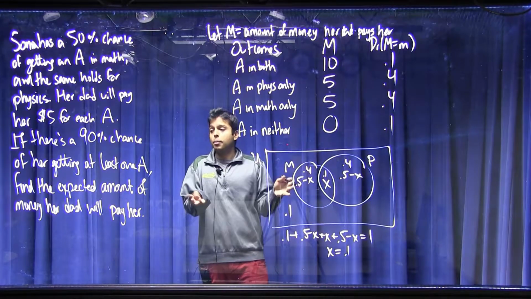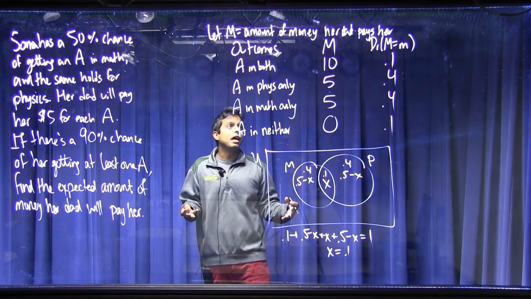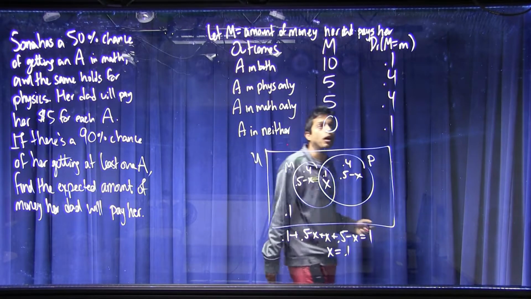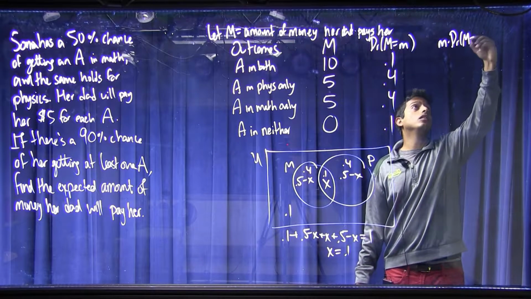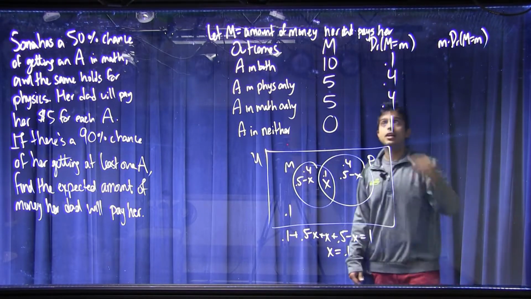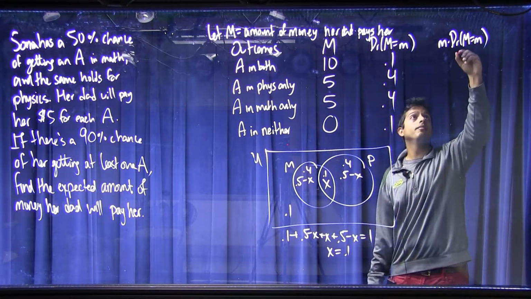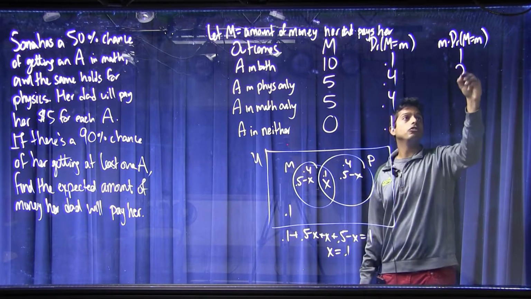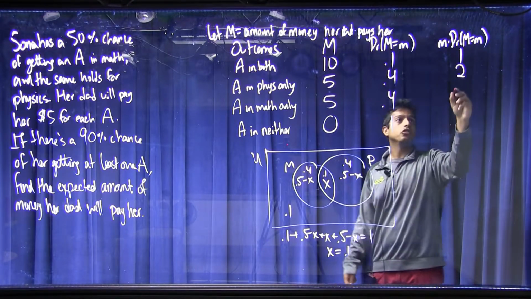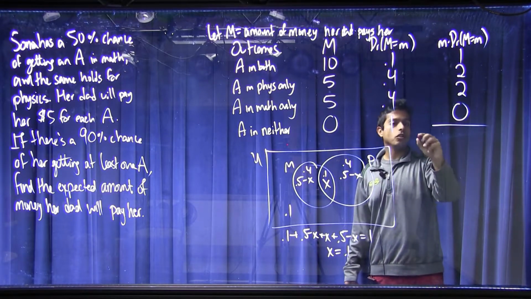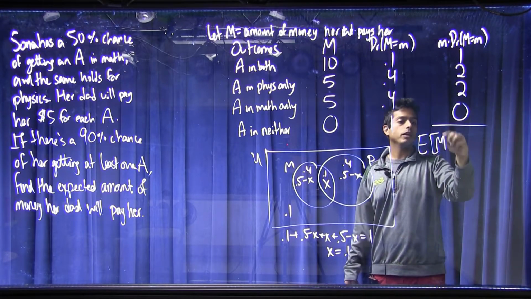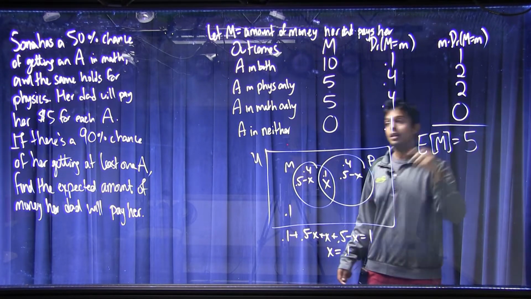Alright, so we've completed the PDF, but now we need to get the expected value. So we make one more column and then we multiply across. And then we'll add those together. So 10 times 0.1 is 1. 5 times 0.4 is 2. 5 times 0.4 is 2. And 0 times anything is 0. So we add these all up, and the expected amount of money her dad will pay her is $5.